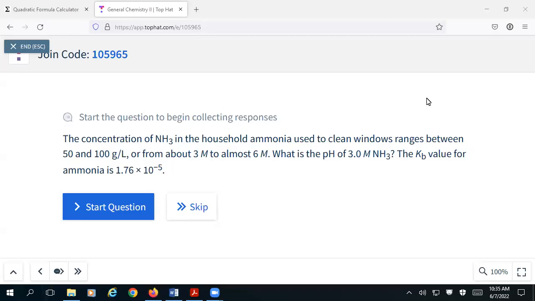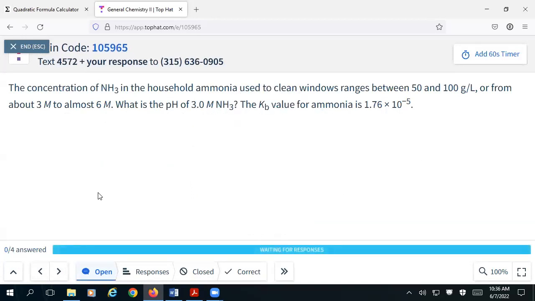All right, so like I said, today's our last review day, our last day in chapter 15. So let's start today with a review question from yesterday. We are told that the concentration of ammonia in household cleaner ranges from between 50 and 100 grams per liter, which on the molarity scale would be somewhere between 3 and 6. What we want to know is what is the pH of a 3 molar ammonia solution? And the Kb value for ammonia is 1.76 times 10 to the negative fifth.